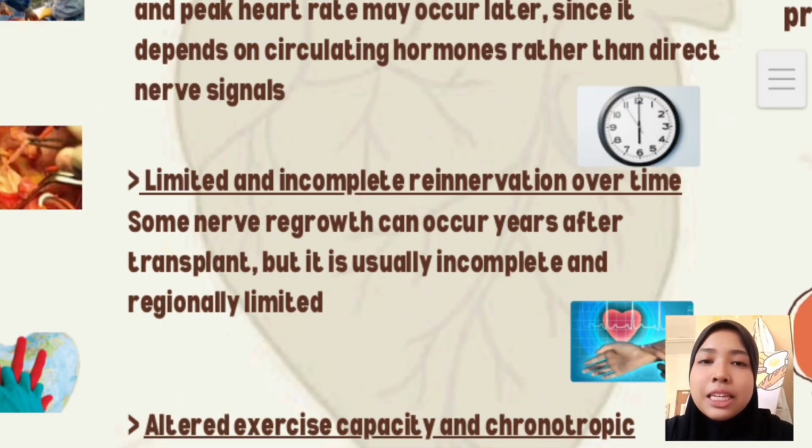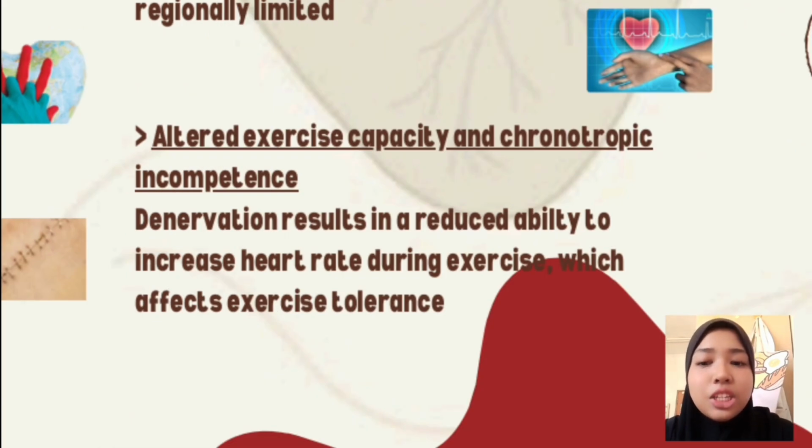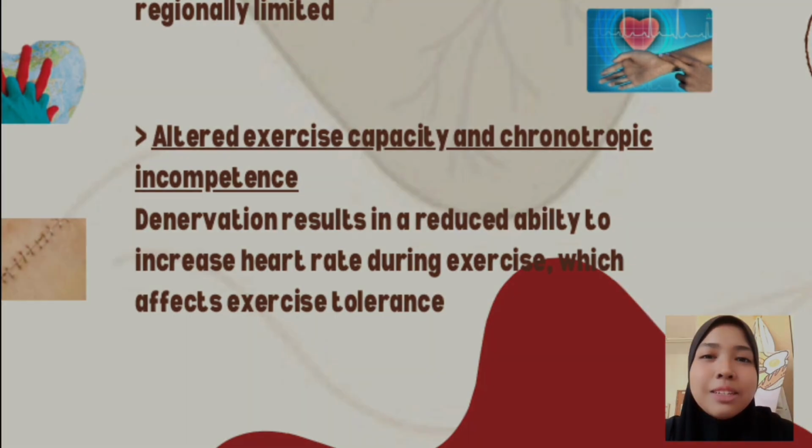Third, limited and incomplete reinnervation over time. Some nerve regrowth can occur years after transplant, but it is usually incomplete and regionally limited. Lastly, altered exercise capacity and chronotropic incompetence. Denervation results in a reduced ability to increase heart rate during exercise, which affects exercise tolerance.